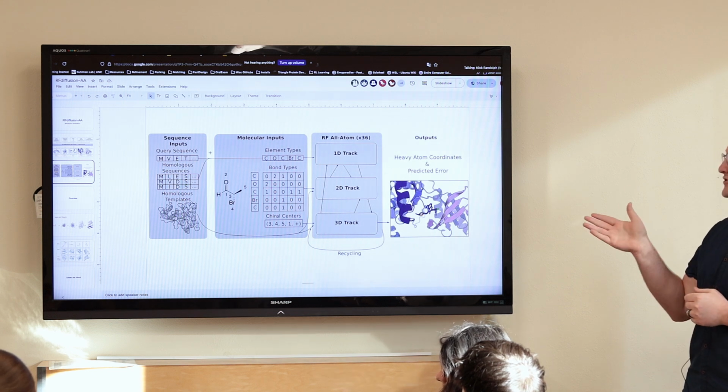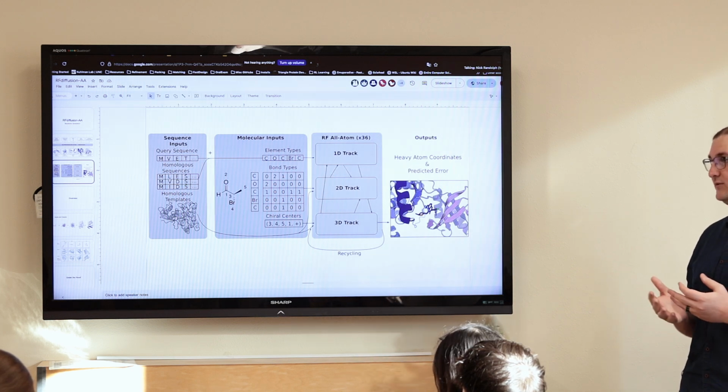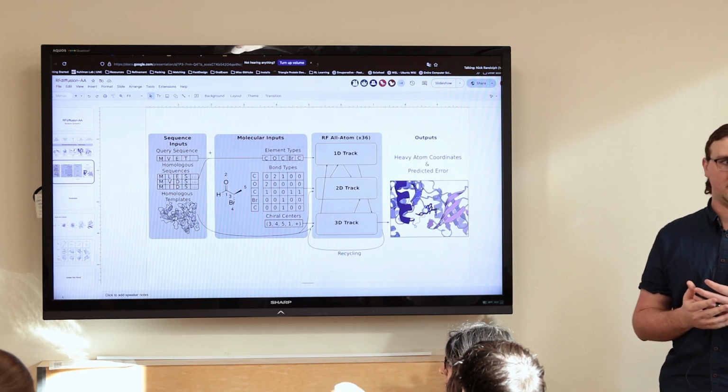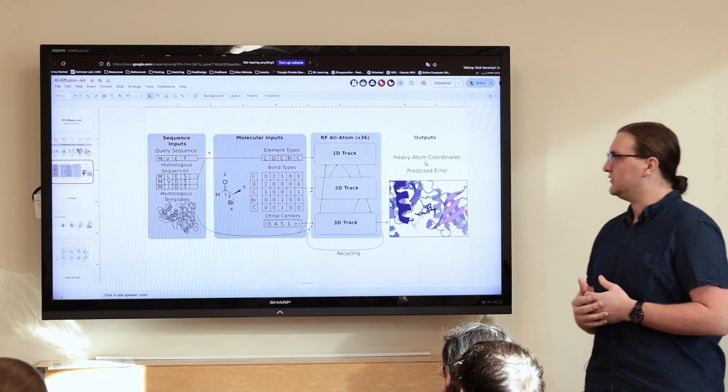The homologous sequences and structures not only work for proteins, but they also work for RNA as well. They don't include templates and homology for DNA, but for RNA they do include them because it's a little trickier to predict.